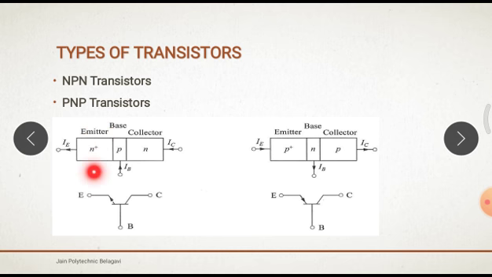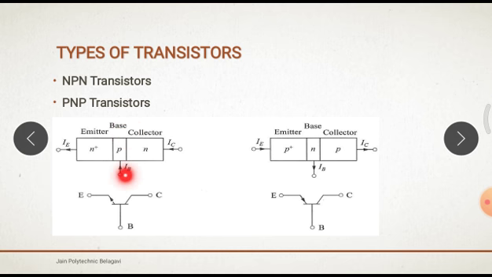First, I will tell about the emitter, base and the collector. Emitter is the section which supplies the charge carriers. It may be the electrons or it may be the holes. If it is an NPN, it supplies the electrons. The section which supplies the charge carriers is called the emitter. Emitter is nothing but emitting, that is supplying the charge carriers. And always remember, it is heavily doped.